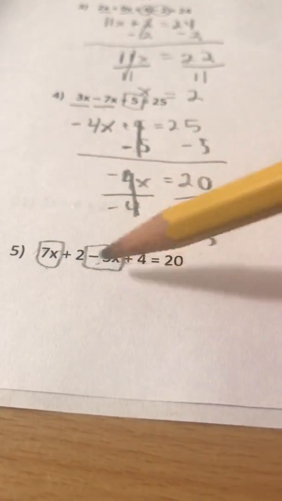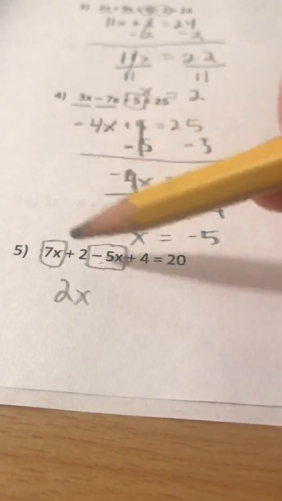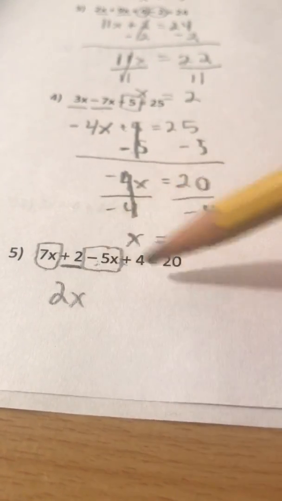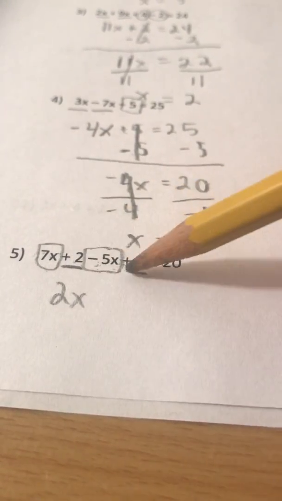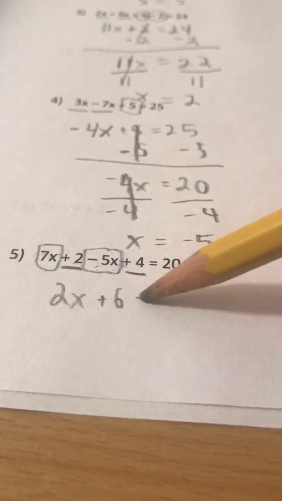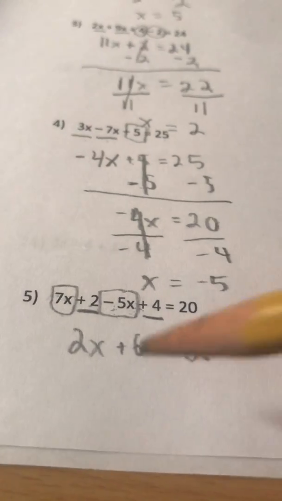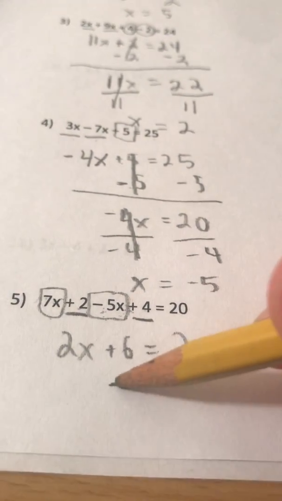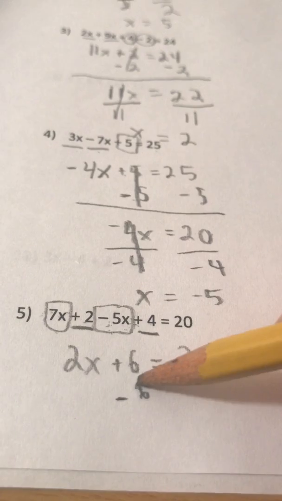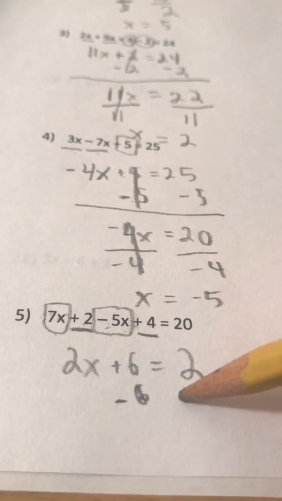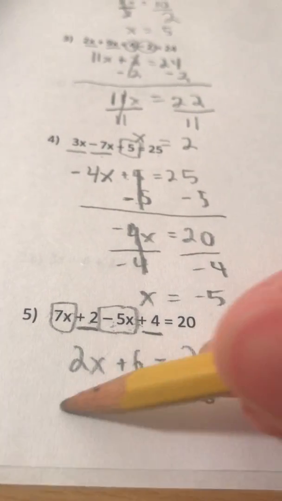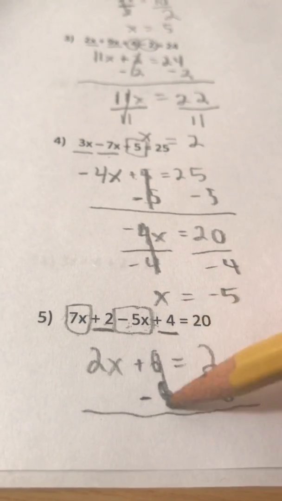So 7x minus 5x is 2x. I can combine this constant with this constant. 2 plus 4 is 6. I have combined like terms. Now I will get rid of the constant. The constant is 6. So I will minus 6. What I do to one side, I do to the other. I will minus 6. On the left side, these 6's cancel out.